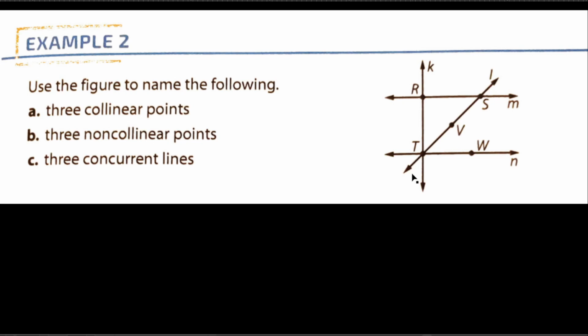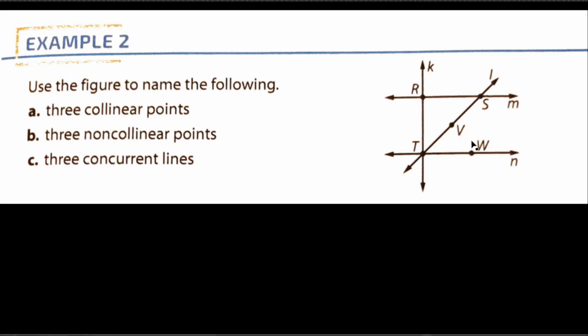So, Ben, give me one. W and R, is that 3 non-collinear points? Okay, W, R, and V, right. They're not all on the same line. They're all on 3 different lines, aren't they? Yeah, so that would be non-collinear. And there's a whole bunch of options here. Give me just one more. Somebody give me one more.